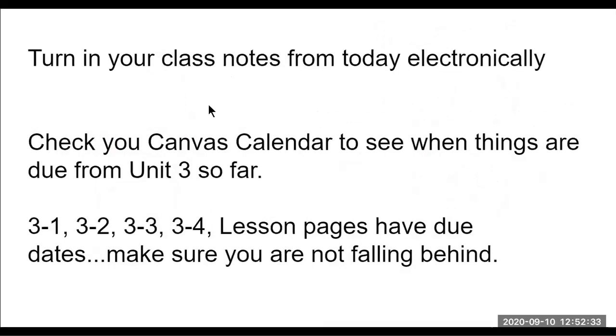So check your Canvas calendar to see what kind of stuff you've got to do. Hopefully you're keeping caught up. There's stuff that's all in there. There's actually stuff even in there for 3.5, which we probably haven't talked about. If you want to take a look at it and try to do some of it, you can. But at the very least, I think you should be in pretty good shape of doing 3.1, 3.2, 3.3. Take a look at 3.4 also. There's not so many lessons or activities to do. And look at the due dates so you know what you've got to do.